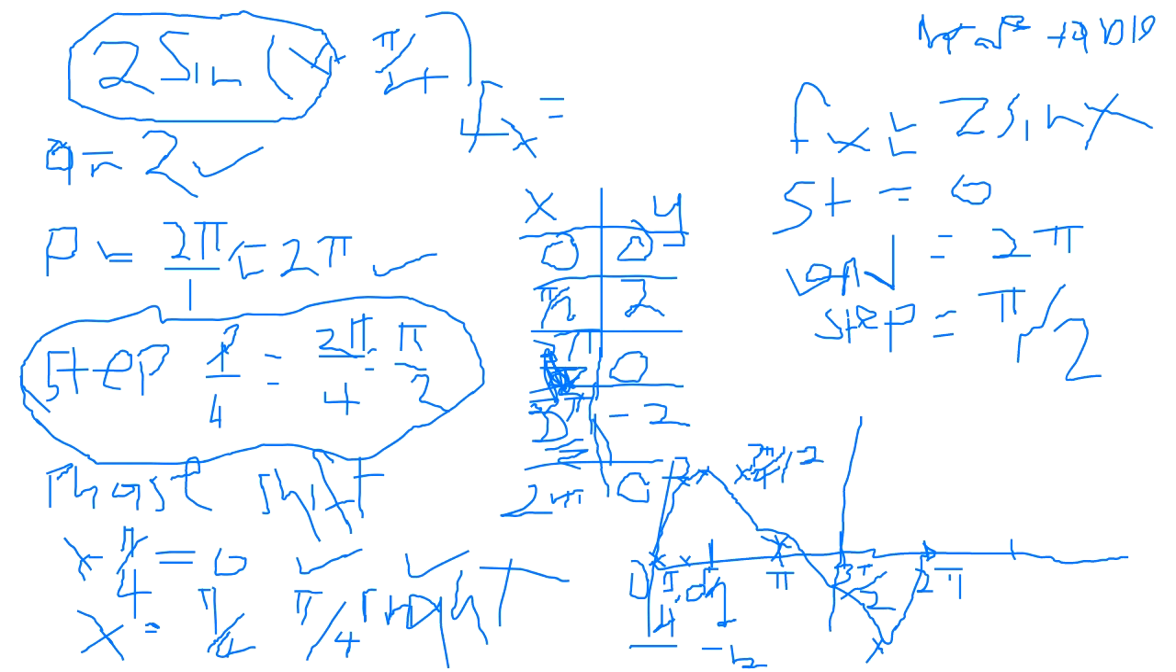Then here is pi and 0. So it will shift pi over 4 to this place. Then if I can guess correctly, it's going to be 5 pi over 4. 5 pi over 4 and 0.